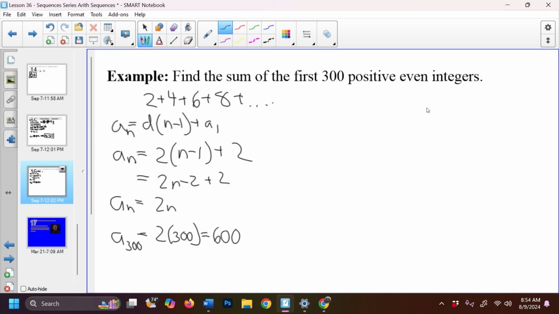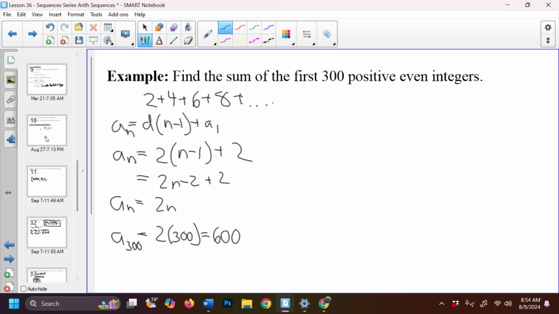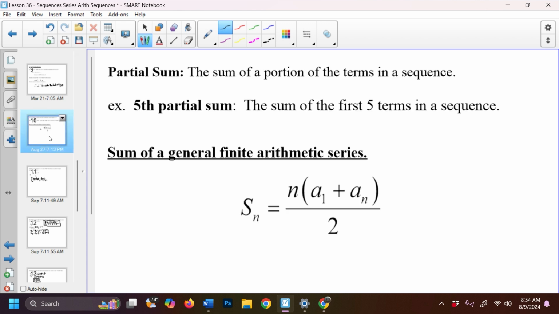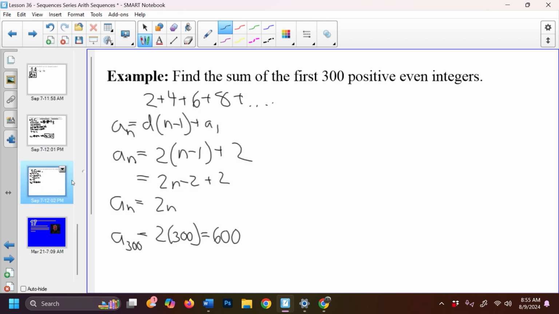Now, they want me to add up all of these numbers. There's 300 of them. I could do it in decimals, but that would be a lot of work. So let's go back and use the formula that they give us back here that says if I have an arithmetic series and I know how many terms there are, I know the first term, and I know the last term, I can calculate the sum of those values. So I'll start with s sub n is equal to n times a sub 1 plus a sub n all over 2.